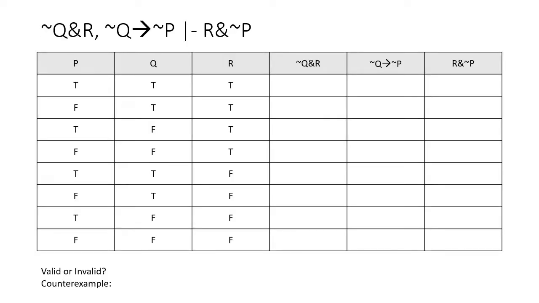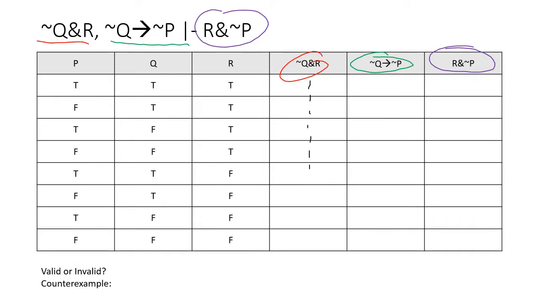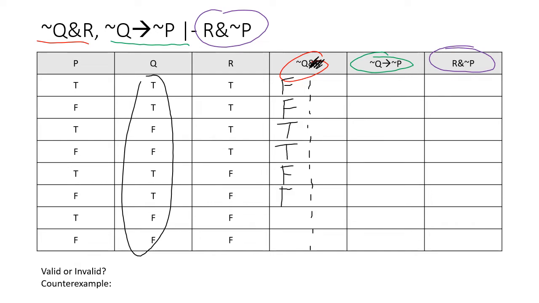So looking at this first practice problem, we have two premises and our conclusion. And so look at the first premise, the tilde, there are no parentheses, so the tilde is just functioning over the Q, so we're going to ignore the ampersand R for right now, and we're just going to take all these values for Q and flip them over, so T's will become F's, and F's will become T's, like so.